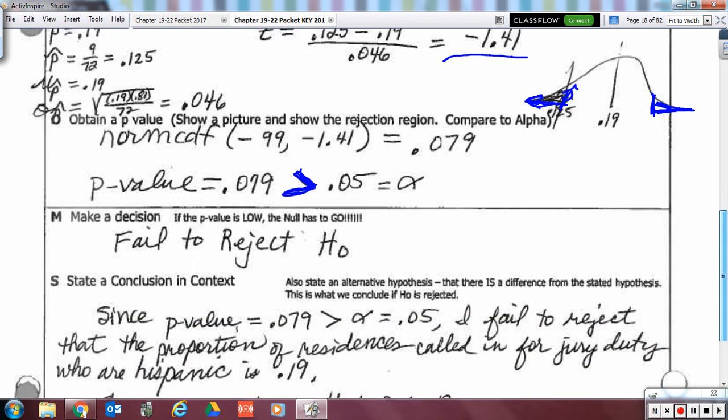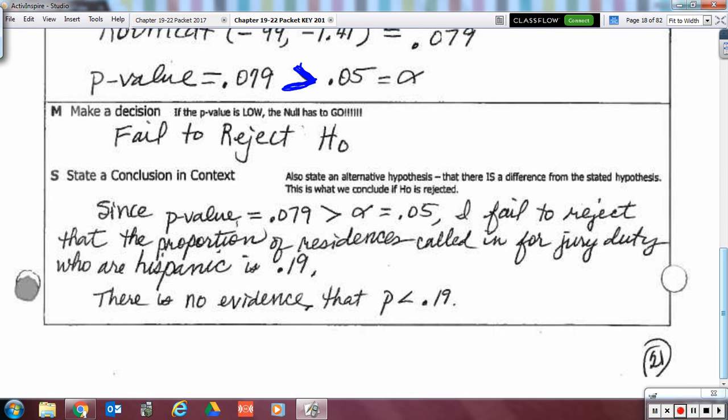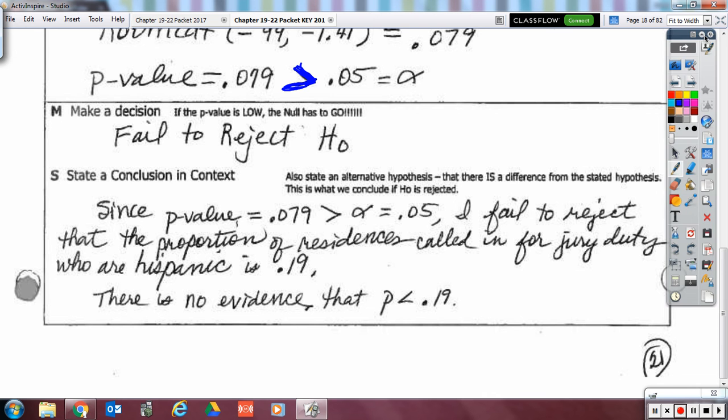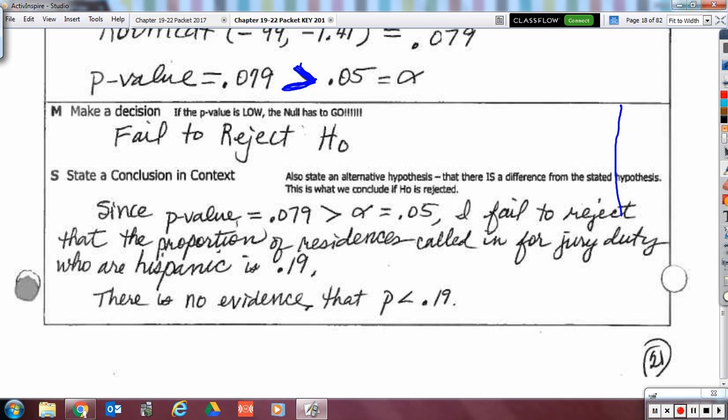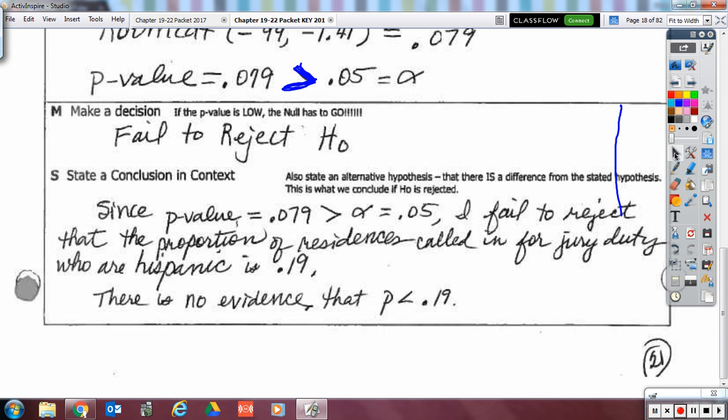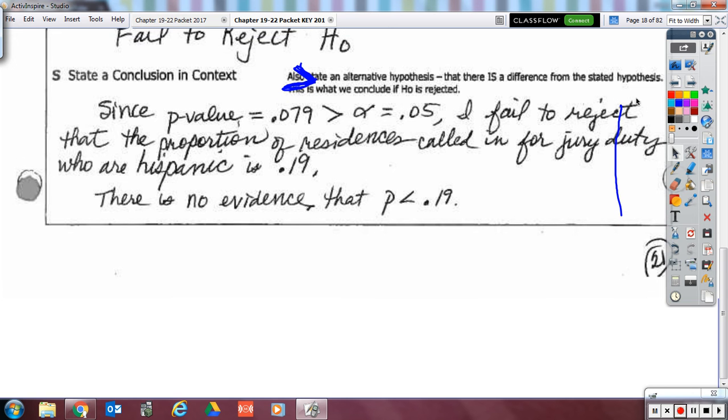Fail to reject the null. Now, I want to write a summary of what I want you to include in your statement. Okay, so here we go.